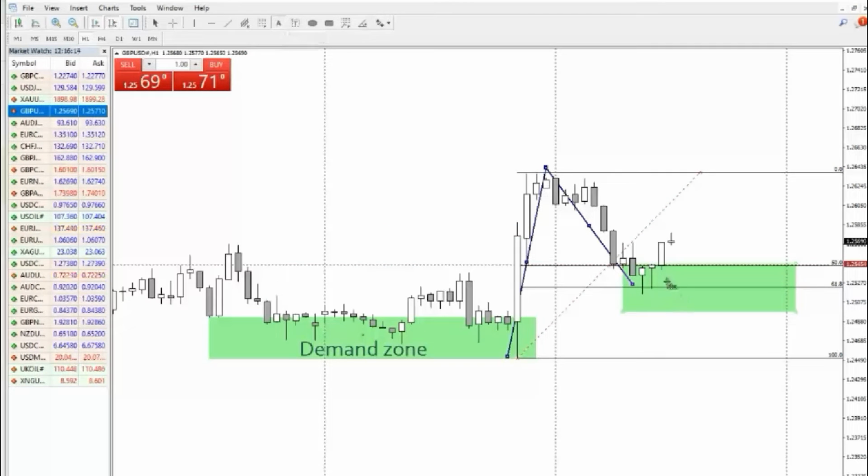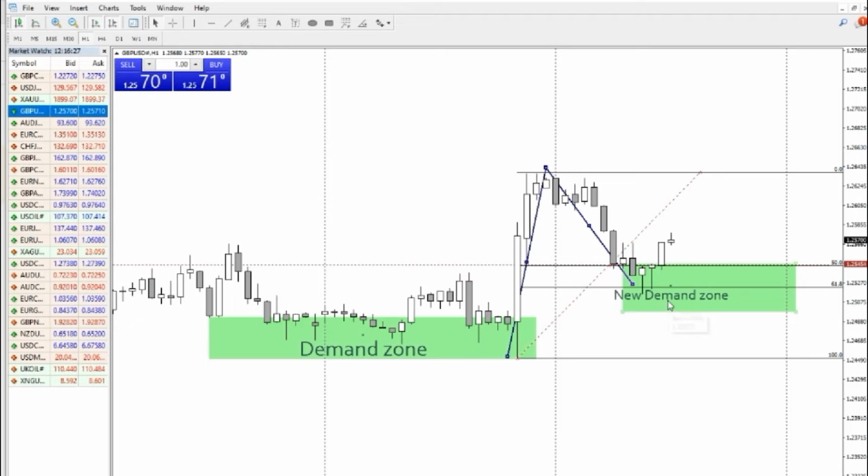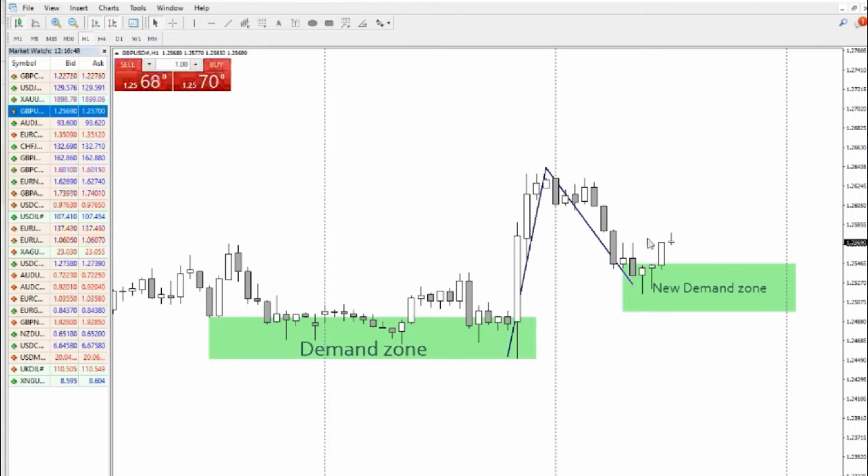If we would like to label it, new demand zone. Let's make it a little bit smaller. So we have our new demand zone here.